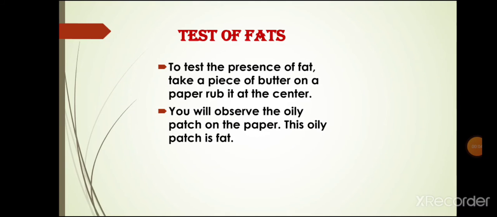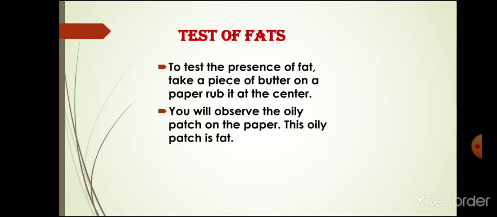Now the next topic is test of fats. Students, you know fats feel greasy to touch. So let us verify it by doing an activity. What we have to do in this activity: we have to take a food sample, then wrap it in paper and press it. Take care that the paper does not tear.